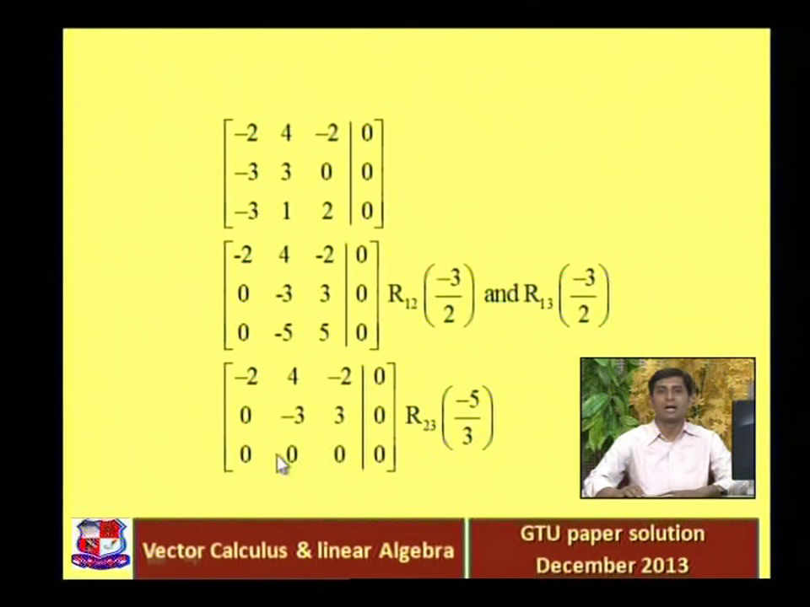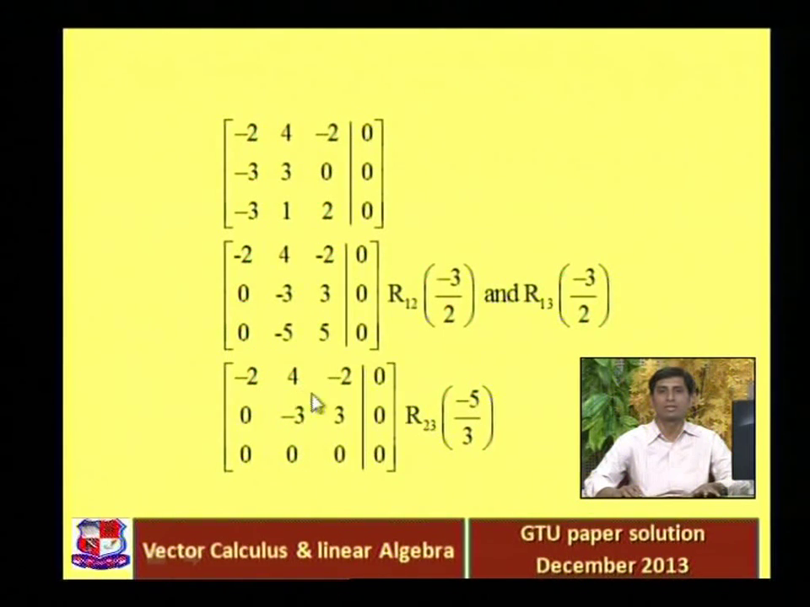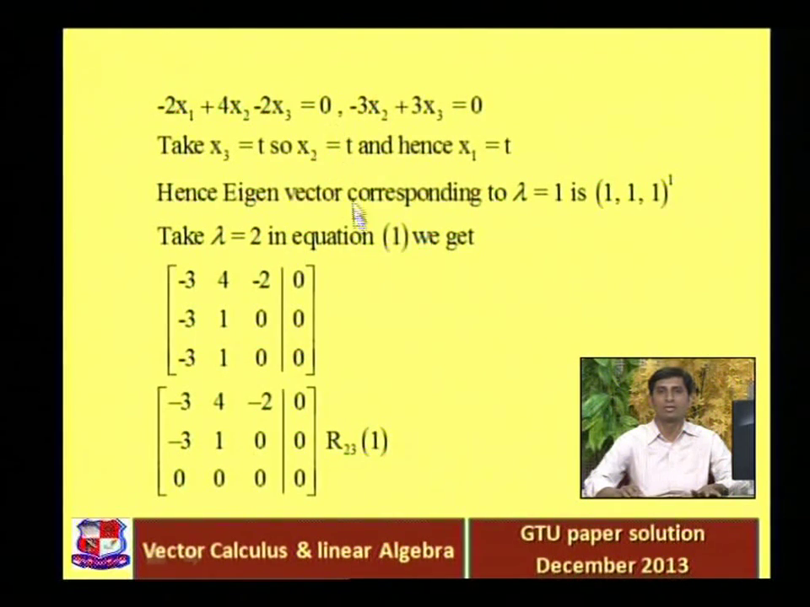Clear? Now this matrix is in row echelon form: minus 2x1 plus 4x2 minus 2x3 is equal to 0, and then minus 3x2 plus 3x3 is equal to 0. Take x3 is equal to t, so x2 is equal to t, and hence x1 is equal to t.